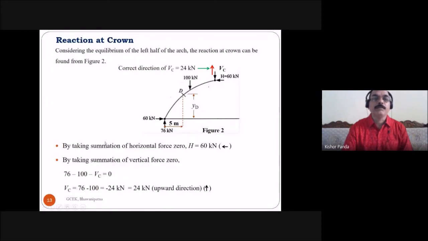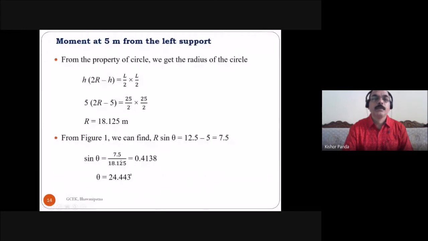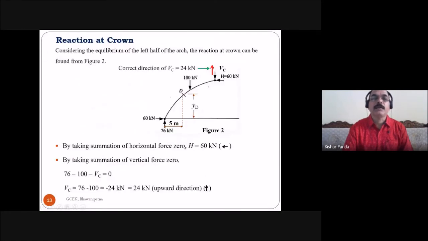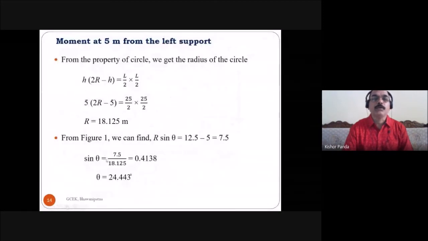Then from figure 1, we can find r sin theta. How do you find this r sin theta? You know this is 12.5 and this is 5, so r sin theta is equal to 12.5 minus 5, which is 7.5. So sin theta is equal to 7.5 divided by r, and with the radius of the three-hinged circular arch, 7.5 divided by 18.125, the sin theta value is 0.4138.